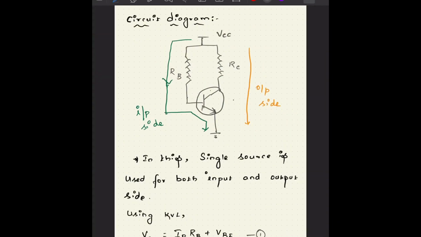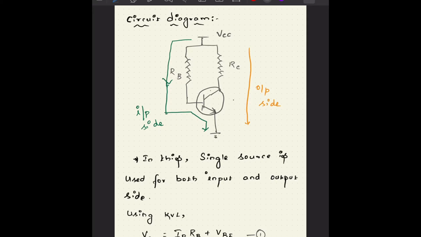So this is the circuit diagram of fixed bias. In this, you can see that RB and RC are connected to the same single source. A single source is used for biasing the transistor. In the previous lecture, we have seen two different sources for biasing the base and for biasing the collector. Here we are going to use a single source for biasing the transistor in fixed bias, so that the Q point can be kept in the active region.